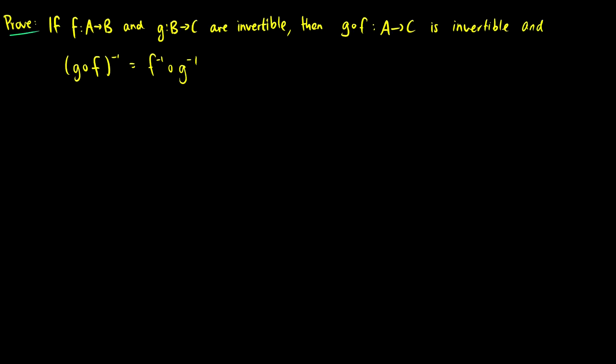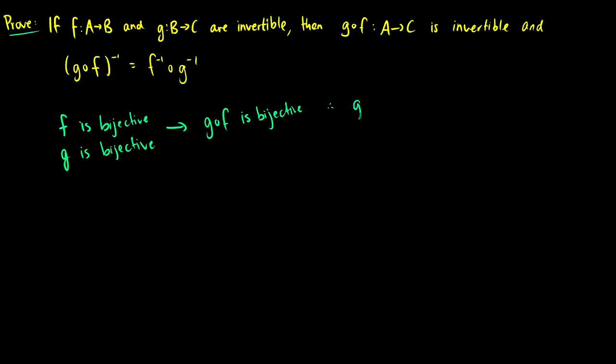So f and g are invertible, so this means that f is bijective and g is bijective. So because f is bijective and g is bijective, this is concluding that g dot f is going to be bijective. Therefore, of course, g dot f is invertible, since that's the only criteria. As long as it's bijective, then it is going to be invertible. Okay, so that's part 1.